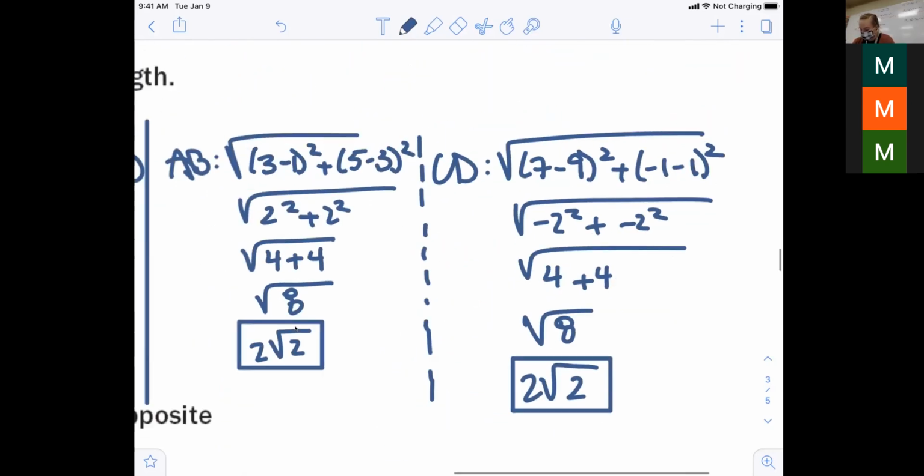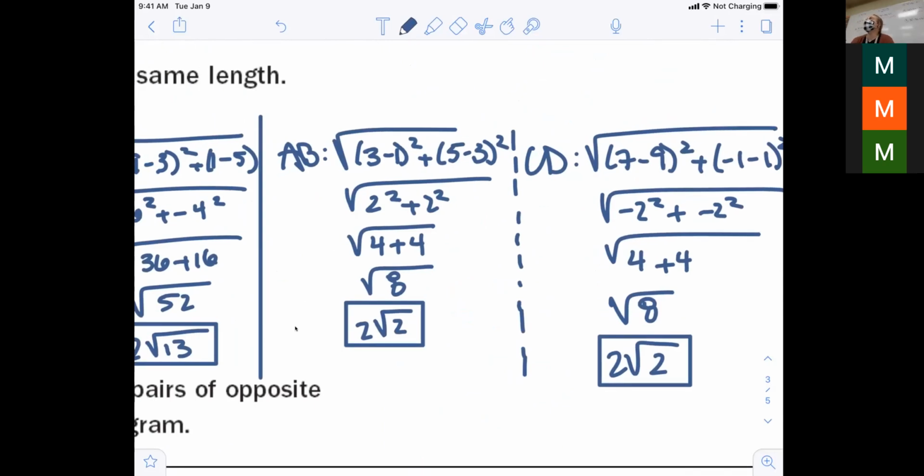So I just quickly simplified mine. For AB and CD, I got both of them to be 2√2. They came from √8. Anyone need me to show you how to get from √8 to 2√2?